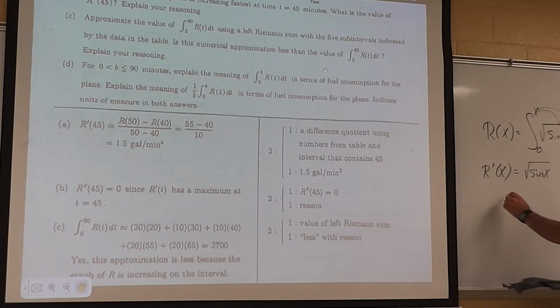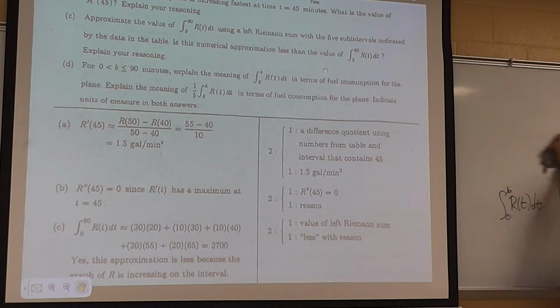The integral from 0 to b of r of t dt is going to calculate some other function. I'll call it a of t, just for lack of anything to call it, evaluated from 0 to b. And so that's going to be some a of b minus a of 0. And what I heard you say was just a of b. I didn't hear you say minus a of 0.